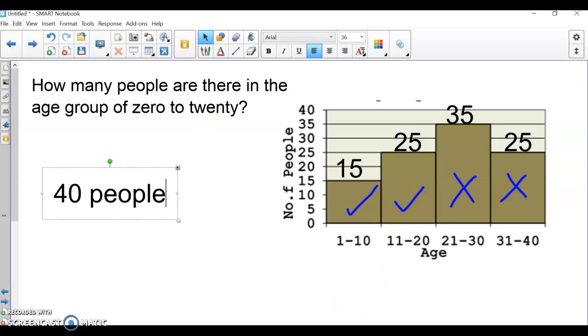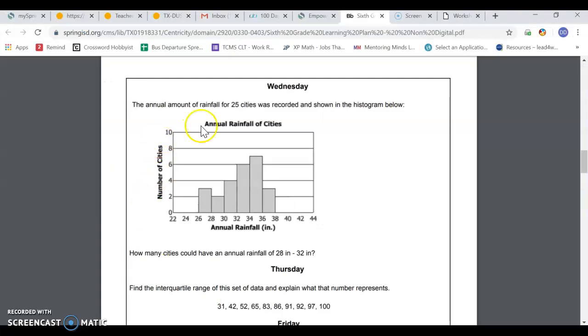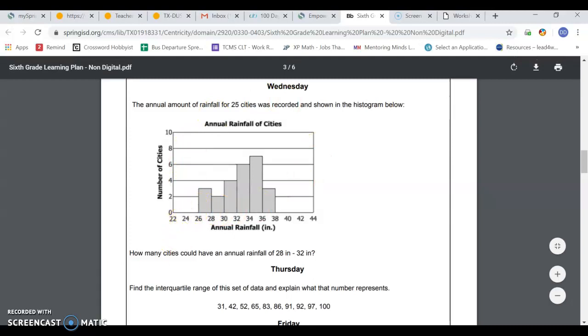Now, use that information to help you answer your question on the Wednesday portion of your work.